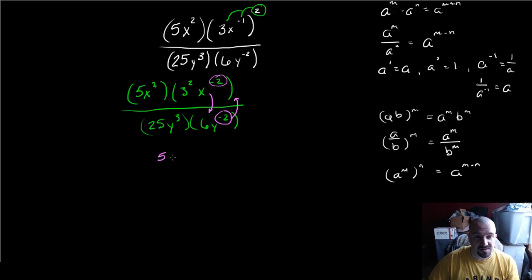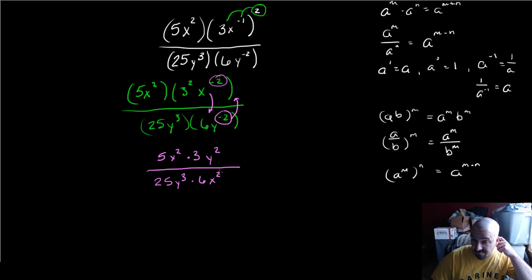So this is going to give us 5x squared. We're going to have a times 3 in there. And then this y squared is going to come up from the bottom. In the denominator, I have 25y cubed times 6, and then we have this x squared coming down from the top. Now, any factor that occurs both in the numerator and the denominator can be canceled.